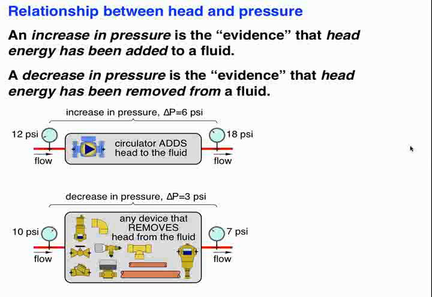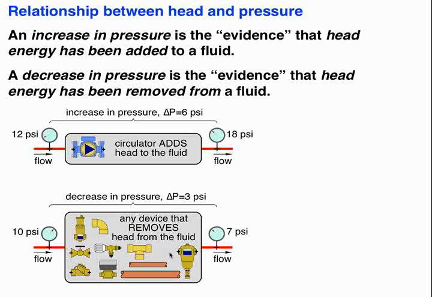And here's kind of a picture of what's going on. Let's start with a circulator. A circulator is the only device in a hydronic circuit that actually adds head energy to a fluid. We could describe a circulator as an energy converter. We're converting electrical energy that we supply the circulator into mechanical energy, which we happen to call head. And the evidence that that circulator is adding head energy is an increase in pressure. So the fluid goes in here at 12 psi, and it comes out at 18 psi. An increase in pressure is the evidence that head energy has been added.